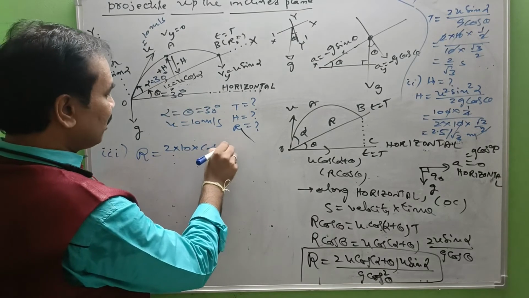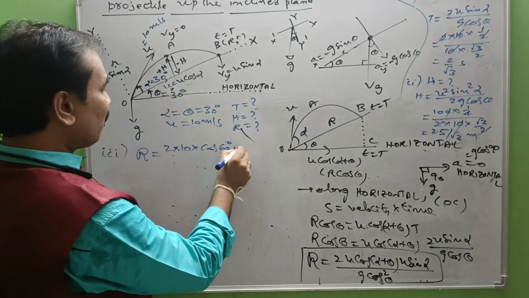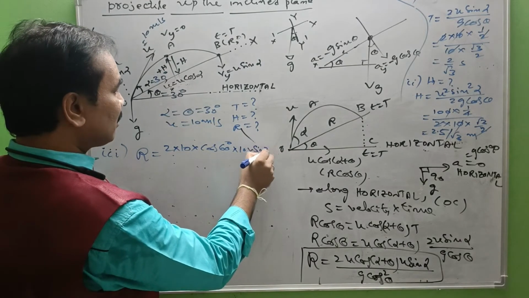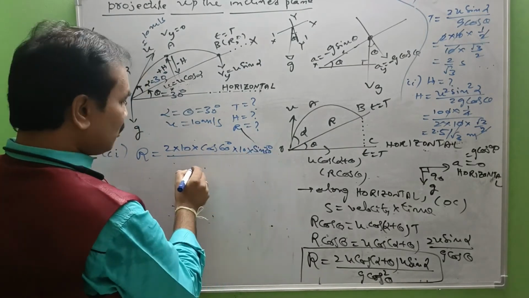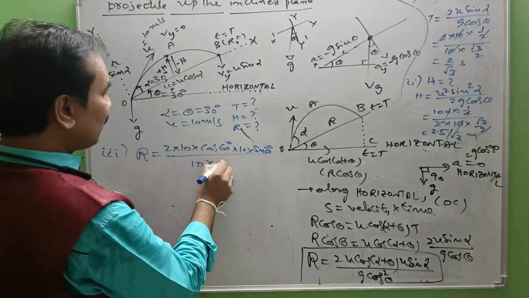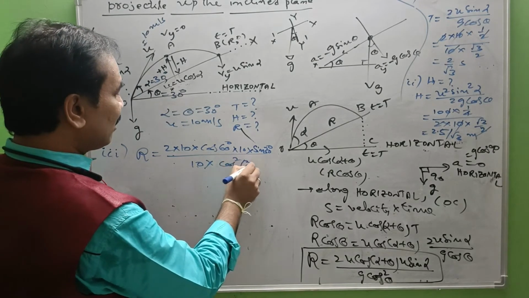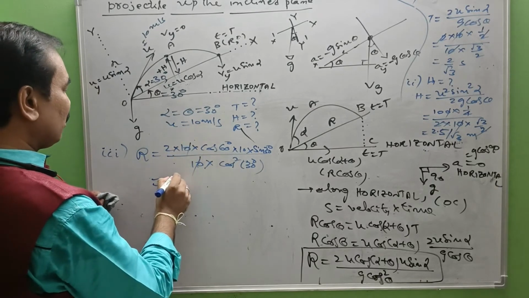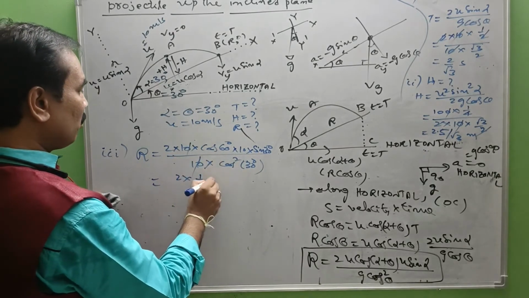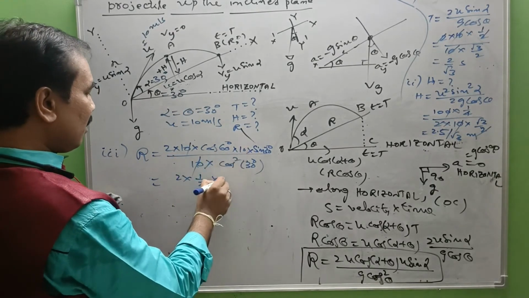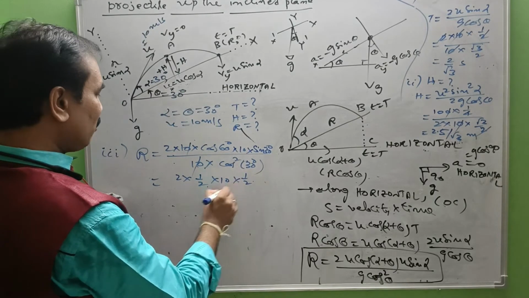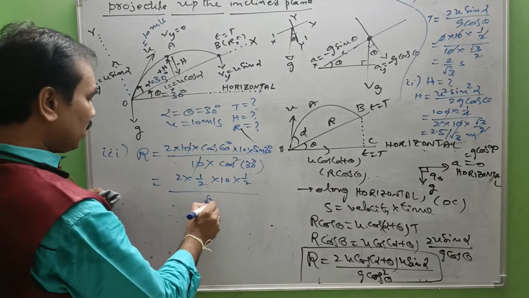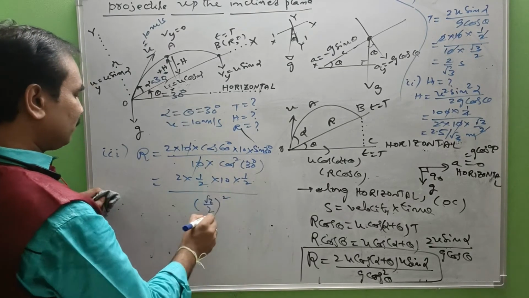Cos 60 into u sin alpha. U means 10, sin alpha is sin 30, divided by g cos square theta, that is cos square 30. The 10 cancels. So 2 into cos 60, which is 1 by 2, into 10 into sin 30, which is 1 by 2, divided by cos square 30. Cos 30 means root 3 by 2, root 3 by 2 whole square.